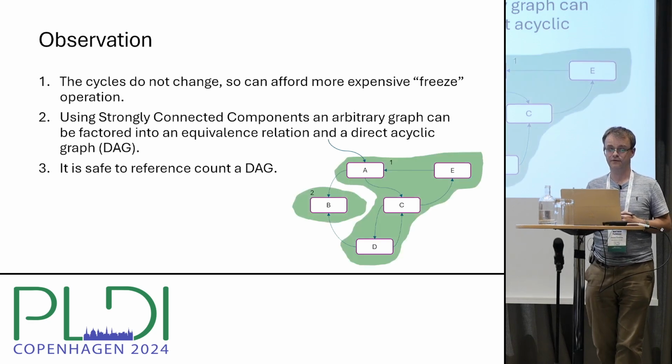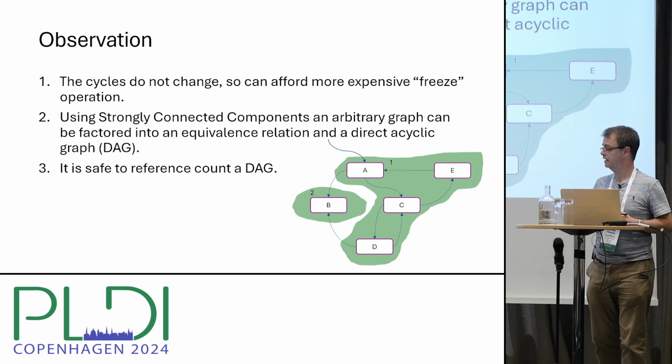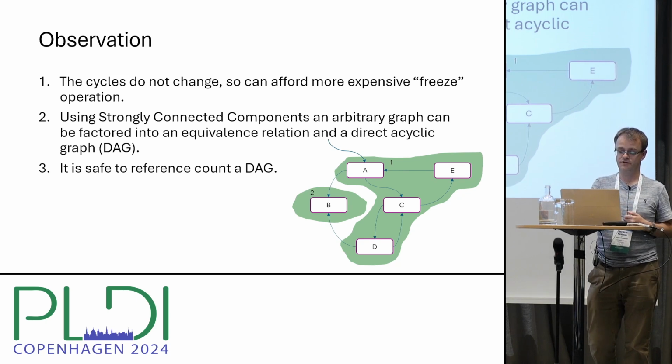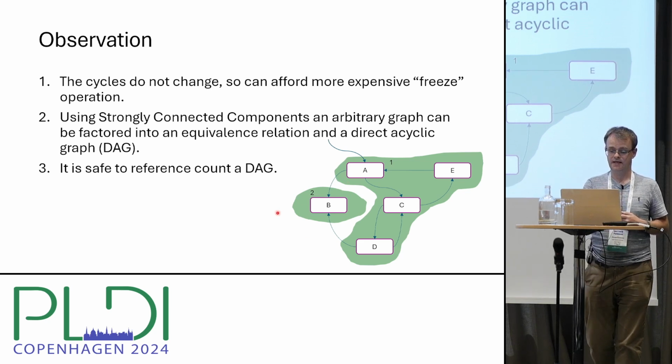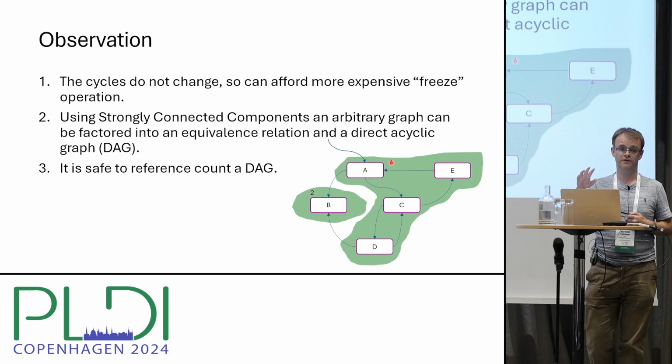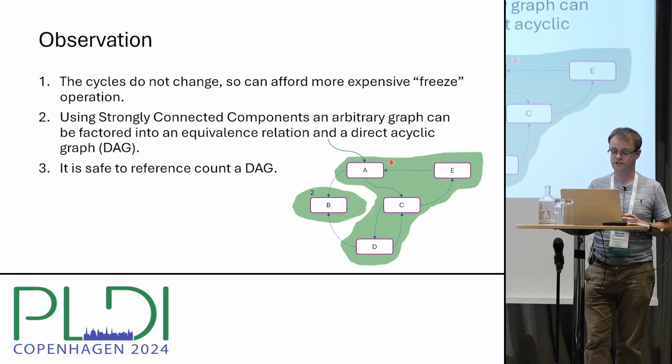Here we've got that same picture. Now this has two strongly connected components. It has B, which is a strongly connected component with a single object, and A, C, D, E, which is a strongly connected component of 4 objects, because they can all reach each other.